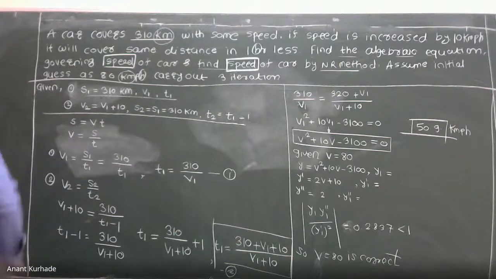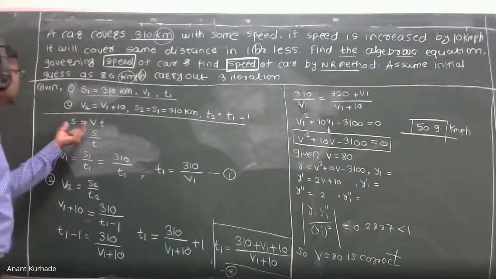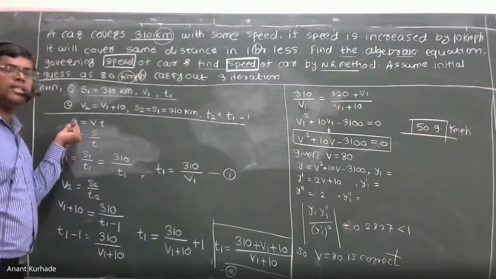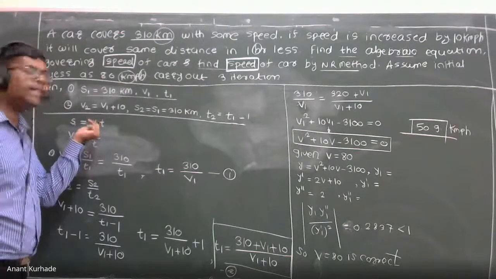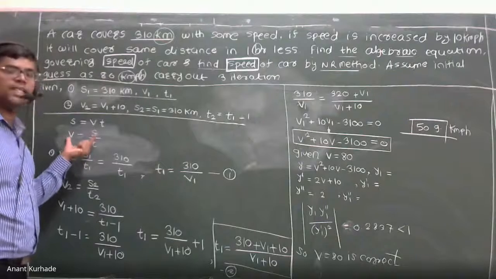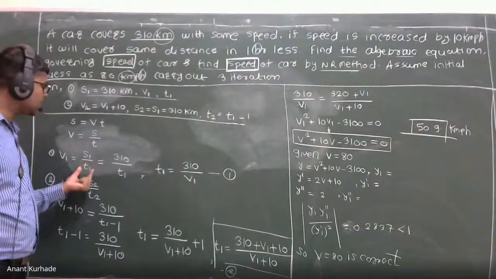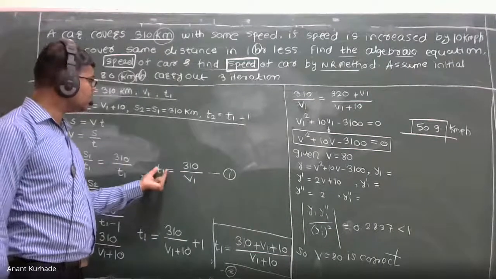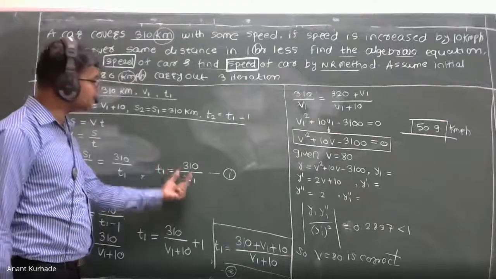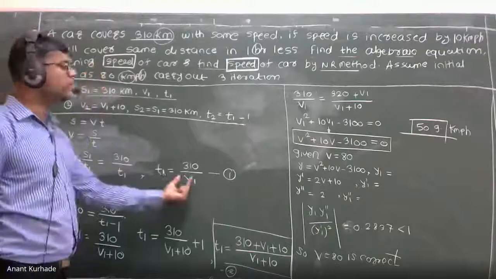Now, any doubt in this problem? How to formulate the equation? You must know the relation between distance, time, and velocity. Distance is equal to v into t. Arrange in terms of v is equal to s upon t. So v1 is equal to s1 upon t1. Put the value of s1. Again arrange in terms of t1, because we have to formulate the equation in terms of speed.